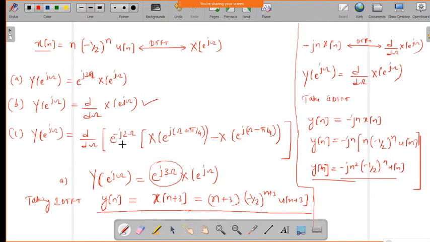So try to find out the third one similarly, using the frequency differentiation property. Before that you use this time shift property, which we use like this here, and here the frequency shift property. By using the frequency shift property you can find out this one, and after that by using the time shift property you can use this, and finally you have to apply the frequency differentiation. Find out, try to find.